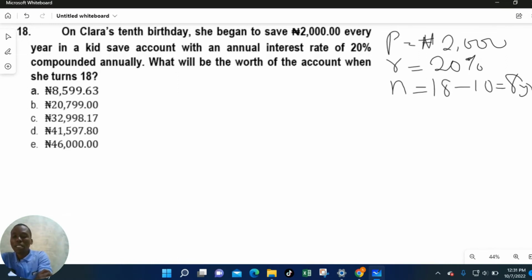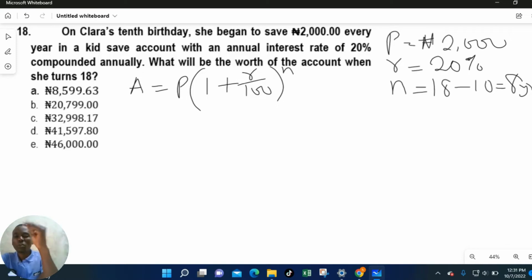Now we'll see that the amount A of any compounded interest is equal to the principal times 1 plus what? The rate over 100, all raised to the power of what? The number of years. Now, if you check this very well, if you simplify this formula, you come to see that the amount is the principal plus the interest.